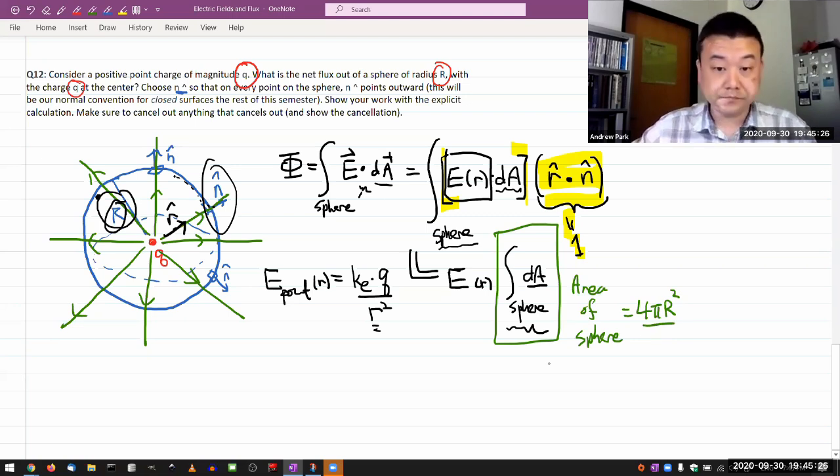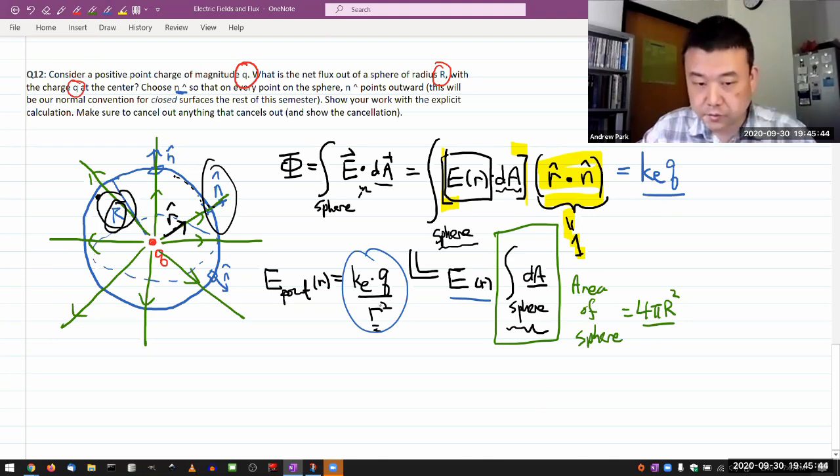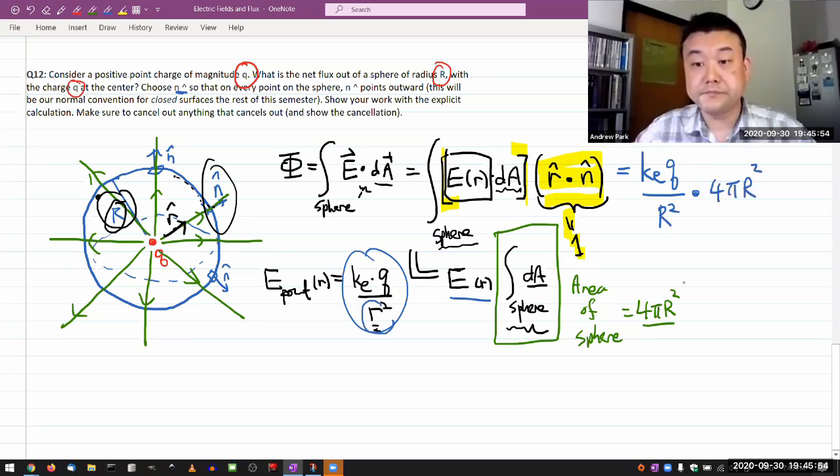So the total flux ends up being the value of the electric field. Let me write that down. K_E, the Coulomb constant, times the charge divided by, and I'm going to be careful to put in the actual value of R, which is capital R squared. That's the electric field times the area, 4 pi R squared. Oh, the R's cancel. So it ends up giving me 4 pi times K_E Q.